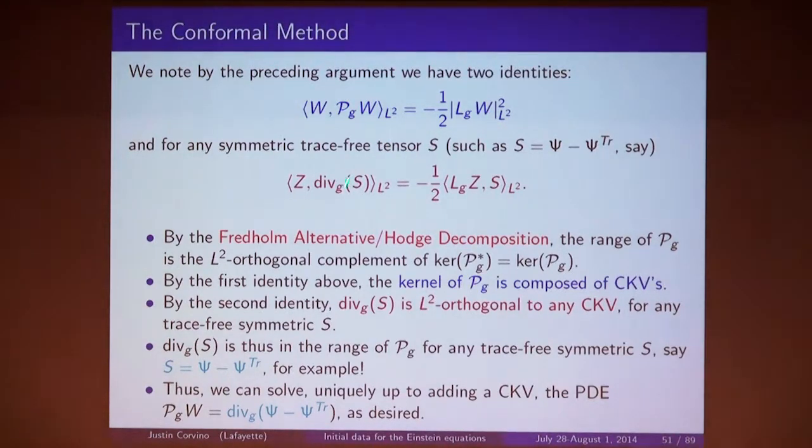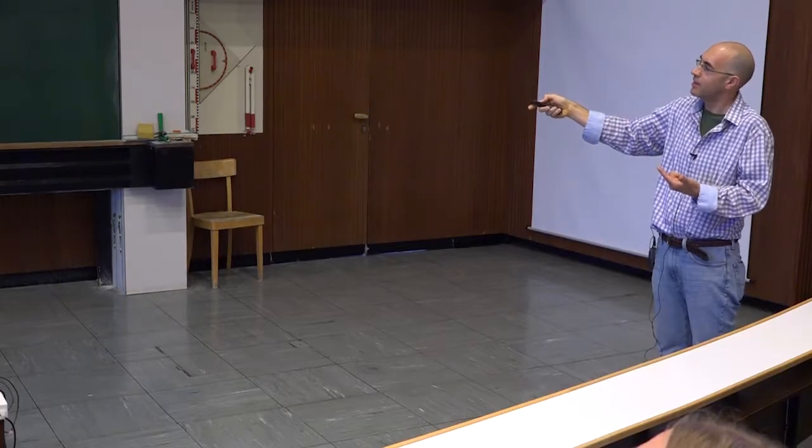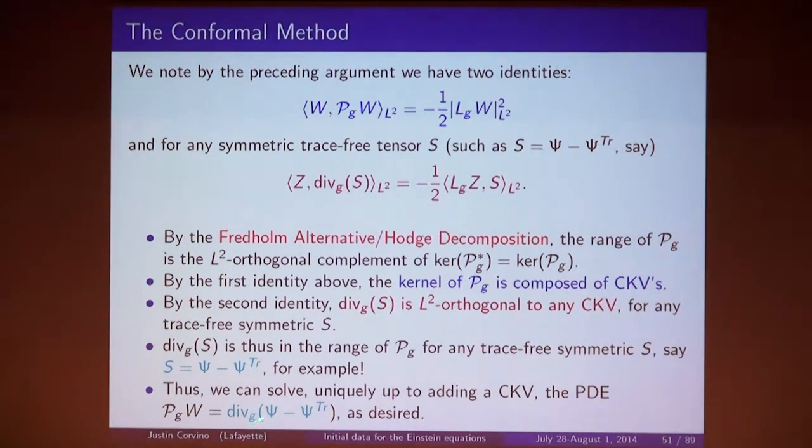The first identity here says the kernel of P_W is exactly the conformal Killing vectors. So now you know what the kernel is. The second identity says the divergence of a trace-free symmetric tensor is orthogonal to any conformal Killing vector. If LZ is 0, then you have your orthogonality relation. So that means divergence of G must be in the range of P. And the equation we wanted to solve, the right-hand side, was the divergence of a trace-free symmetric tensor. So that's the proof.